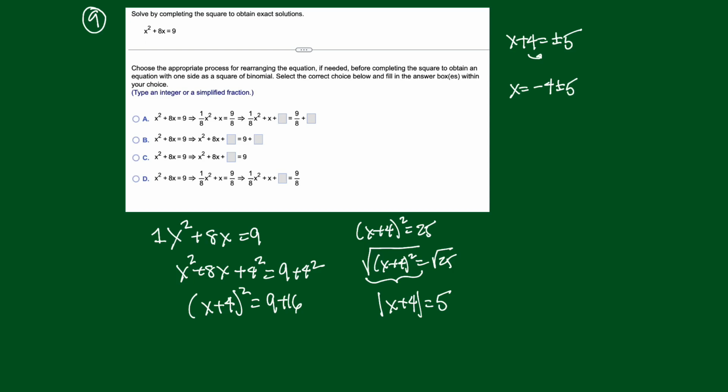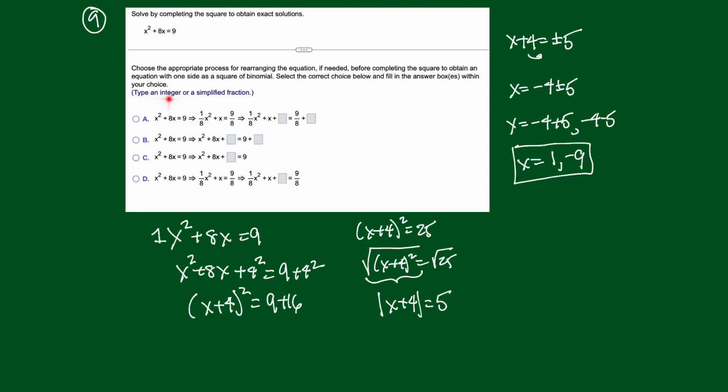Now there's two numbers here. X is equal to negative 4 plus 5 and negative 4 minus 5. So we'll get x equals, now negative 4 plus 5 is a 1. Negative 4 minus 5 is negative 9.